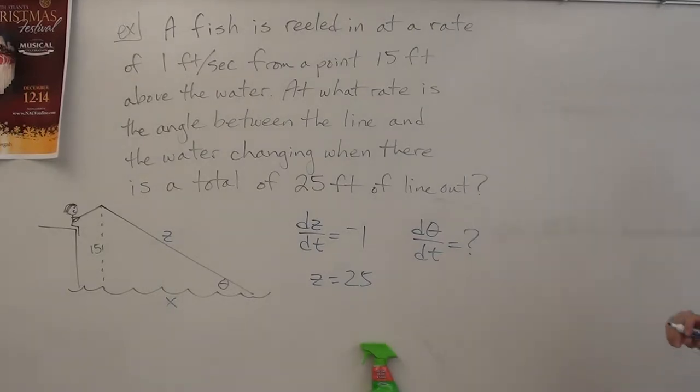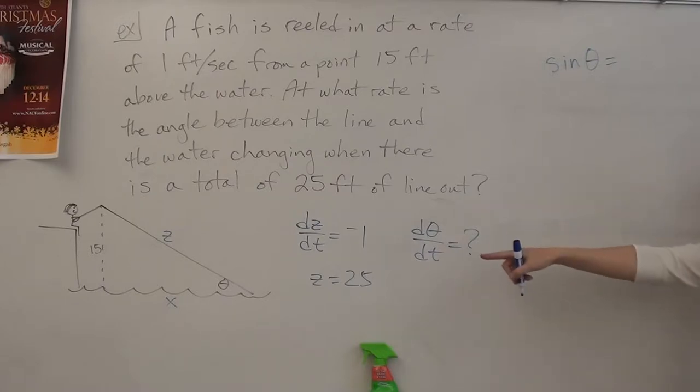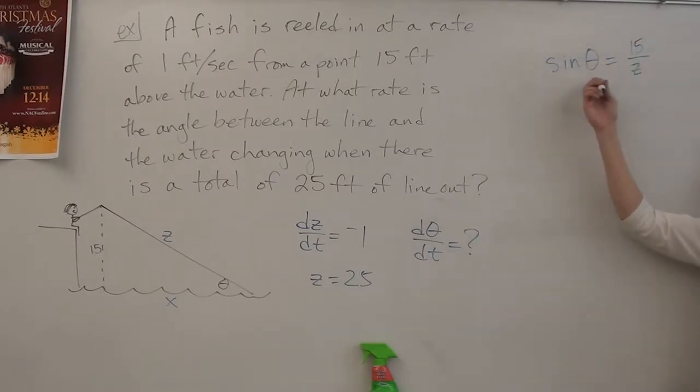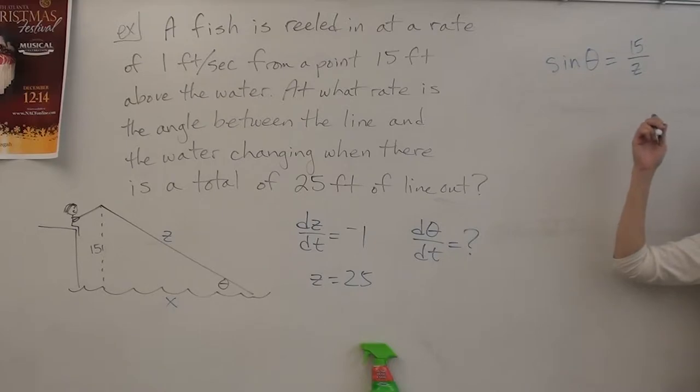Okay, so if we pick sine theta, is what over what? Opposite over hypotenuse. For this picture, 15 over z. Cool. All right, so sine theta works because the 15 is a constant. We know dz dt and we want d theta dt, right? So we're good. Now, in order to take the derivative of this, I'm just going to rewrite this side as 15z to the negative first.